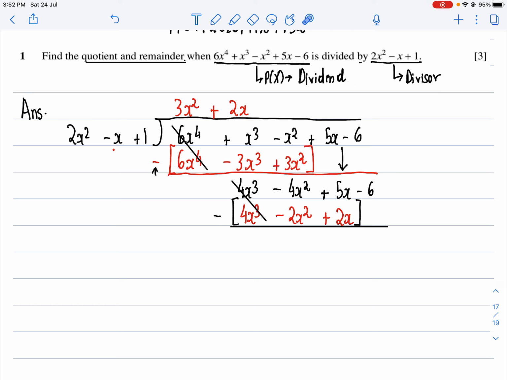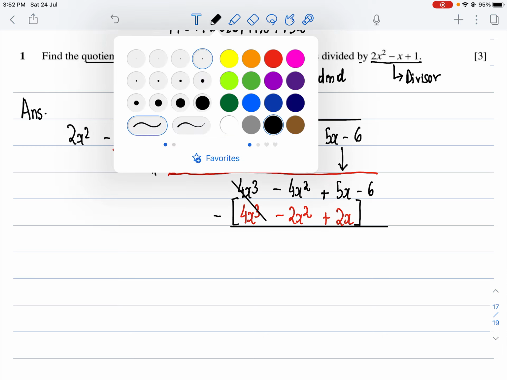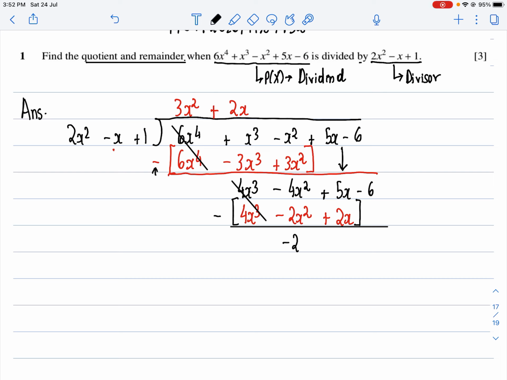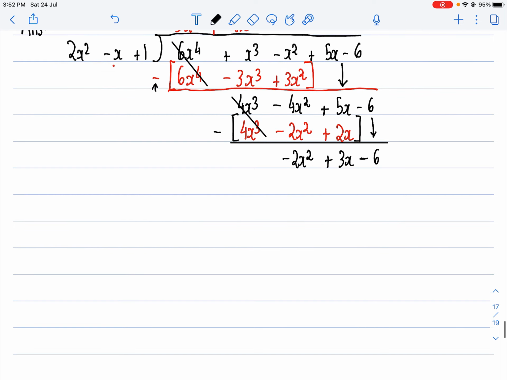Now negative and negative will become positive. So I get minus 4x square plus 2x square, which basically gives me minus 2x square. And here I get negative and positive, which becomes negative. So I get 5x minus 2x, which is basically 3x. And I can get this negative 6 down. Correct? So I basically get something like this.